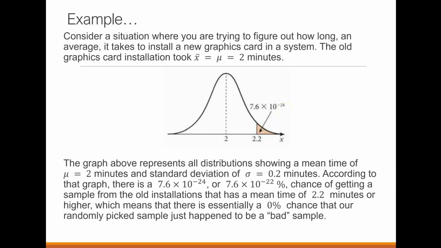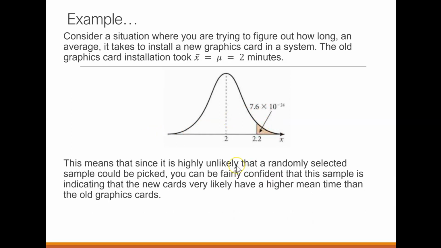So ostensibly 0, right? That's a tiny, tiny, tiny percent chance that I randomly selected some installation times that gave me this mean. Is it still the same? The likelihood is almost certainly not, right? That this is just a slower installation for the new card than the old card. Everybody's okay with that? Okay. That's what we just said.